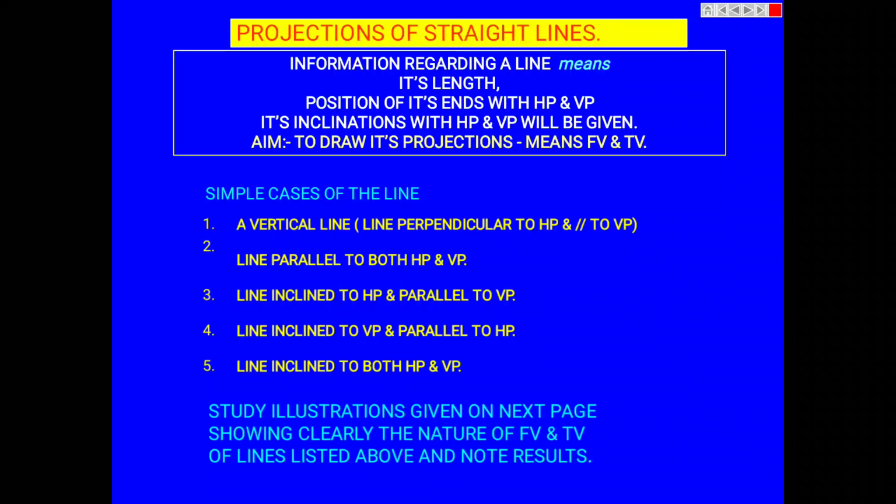So study the illustrations given on the next page showing clearly the nature of FV and TV, where FV is front view and TV is top view of lines listed above, and note the results. There is a good animation I have just given to you in the next slides. For all these simple cases of the line, we will see one by one.